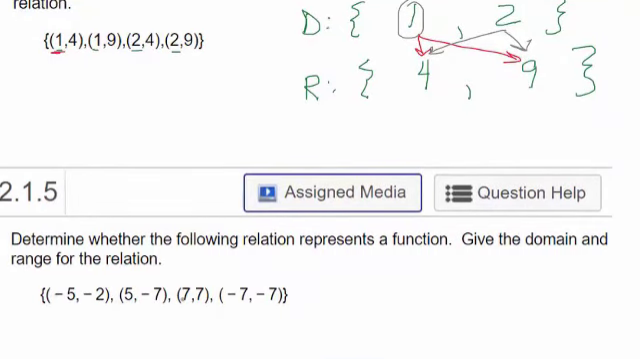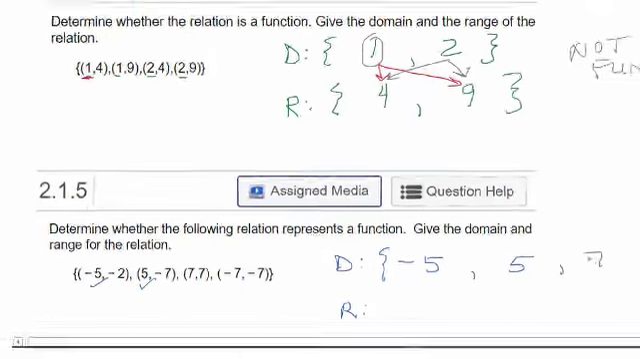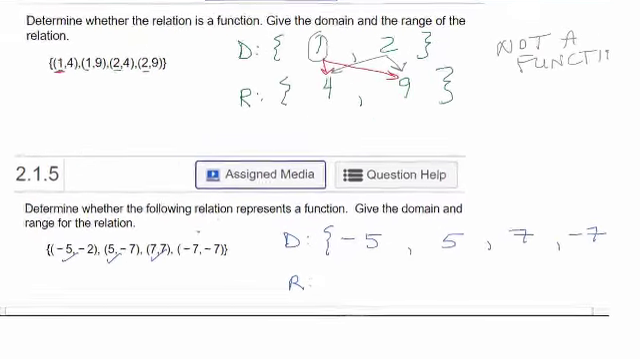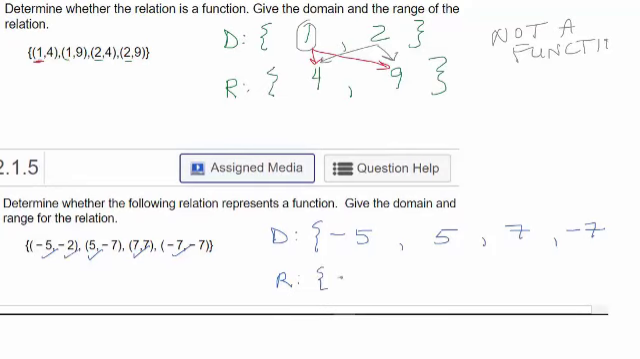All right, let's look at this one down here. We have the same instructions, so I'm going to go ahead and list out my domain and my range and see if we have a function. So the domain includes all the x values. So we have negative 5, 5, 7, and we have negative 7. And our range, negative 2, negative 7. Remember, you don't have to put these in any particular order. Here we have 7, and we already took care of negative 7. So there we go. So now I'm going to match them up, and we're going to have negative 5 matches up with negative 2, 5 with negative 7, 7 with 7, and negative 7 with negative 7.